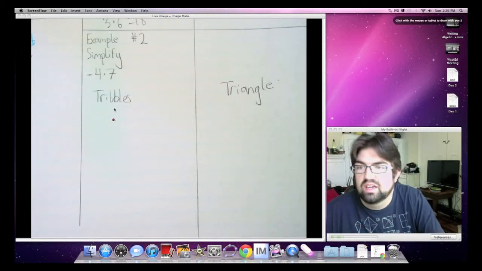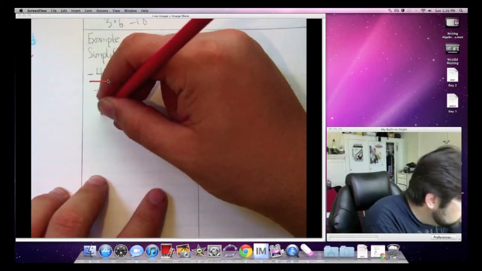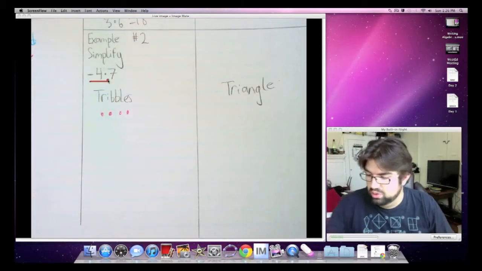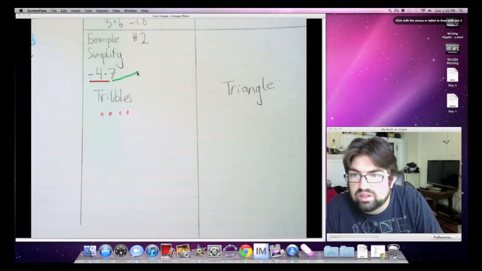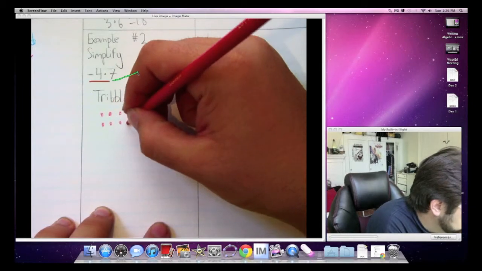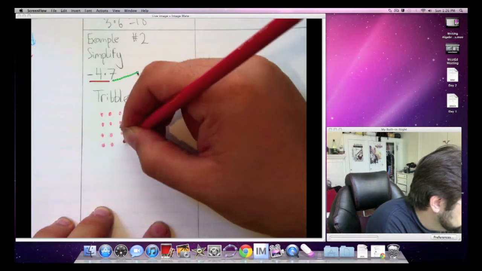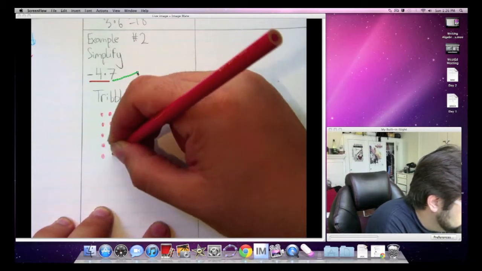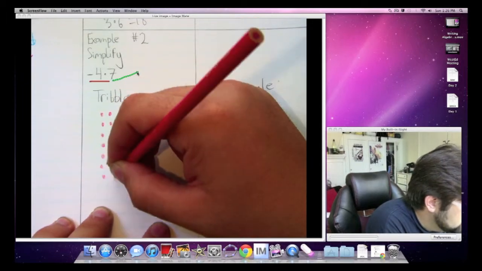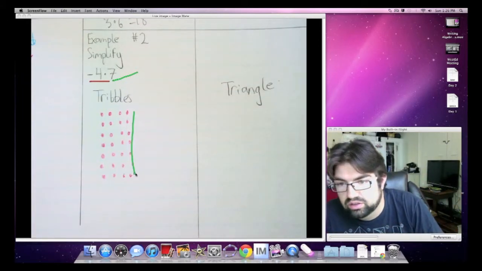So I'm going to take that -4. I'm going to put 4 evil triples: 1, 2, 3, 4. That's my -4. Then I'm going to do it 7 times. So that's 2, 3, 4, 5, 6, 7. So I have my 7 groups right here.